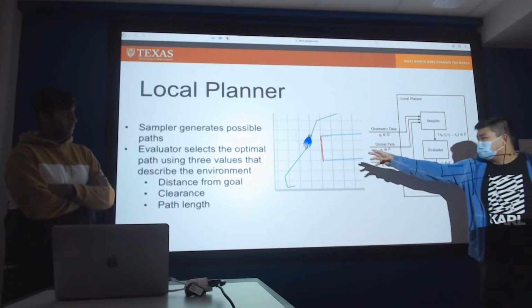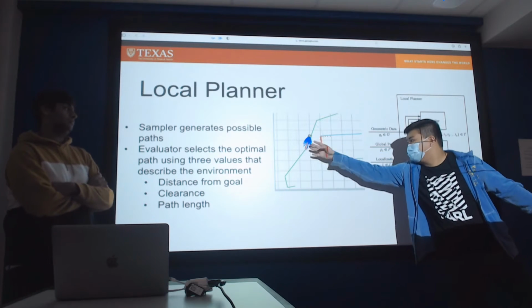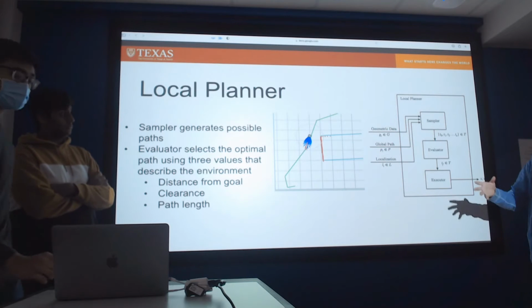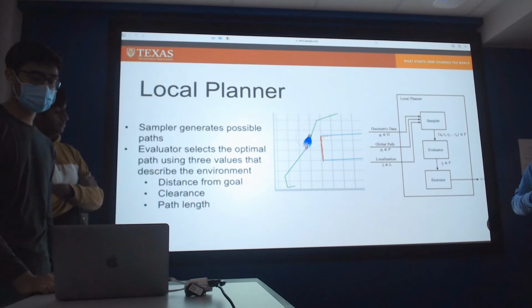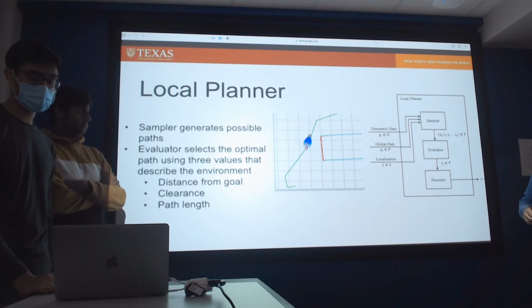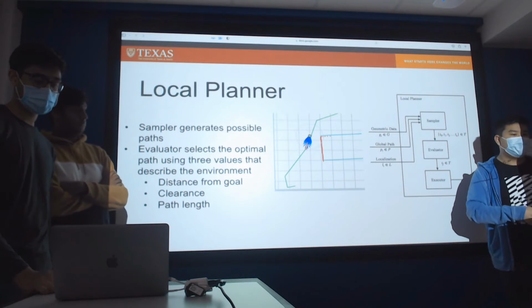So as you can see, some of these paths are very, very short, and some of them are very, very long. All of these are passed to the evaluator, which picks the best one out of these sample trajectories, and this best trajectory is then passed to the executor to generate the motion commands, such as V and omega at each time step.